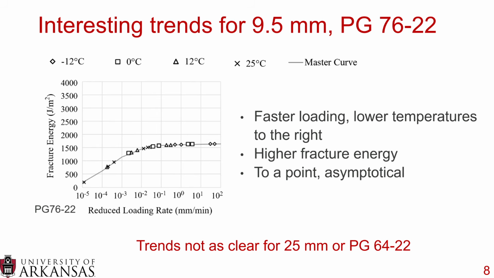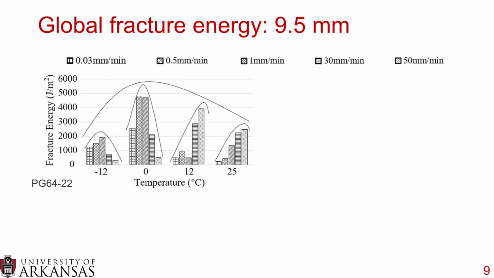And what we looked at was called a global fracture energy. You can see here we have our four testing temperatures and our five loading rates. And each one of those actually created somewhat of a parabolic shape. We could have a robust discussion, for example, at 12 degrees Celsius, is that parabolic? I'm not sure. Same with the 25, but there's definitely a parabolic trend with the minus 12 and the 0. And we took the maximum value from these parabolas, and then we created a global parabola. That's the line that is above all of the sets of data.